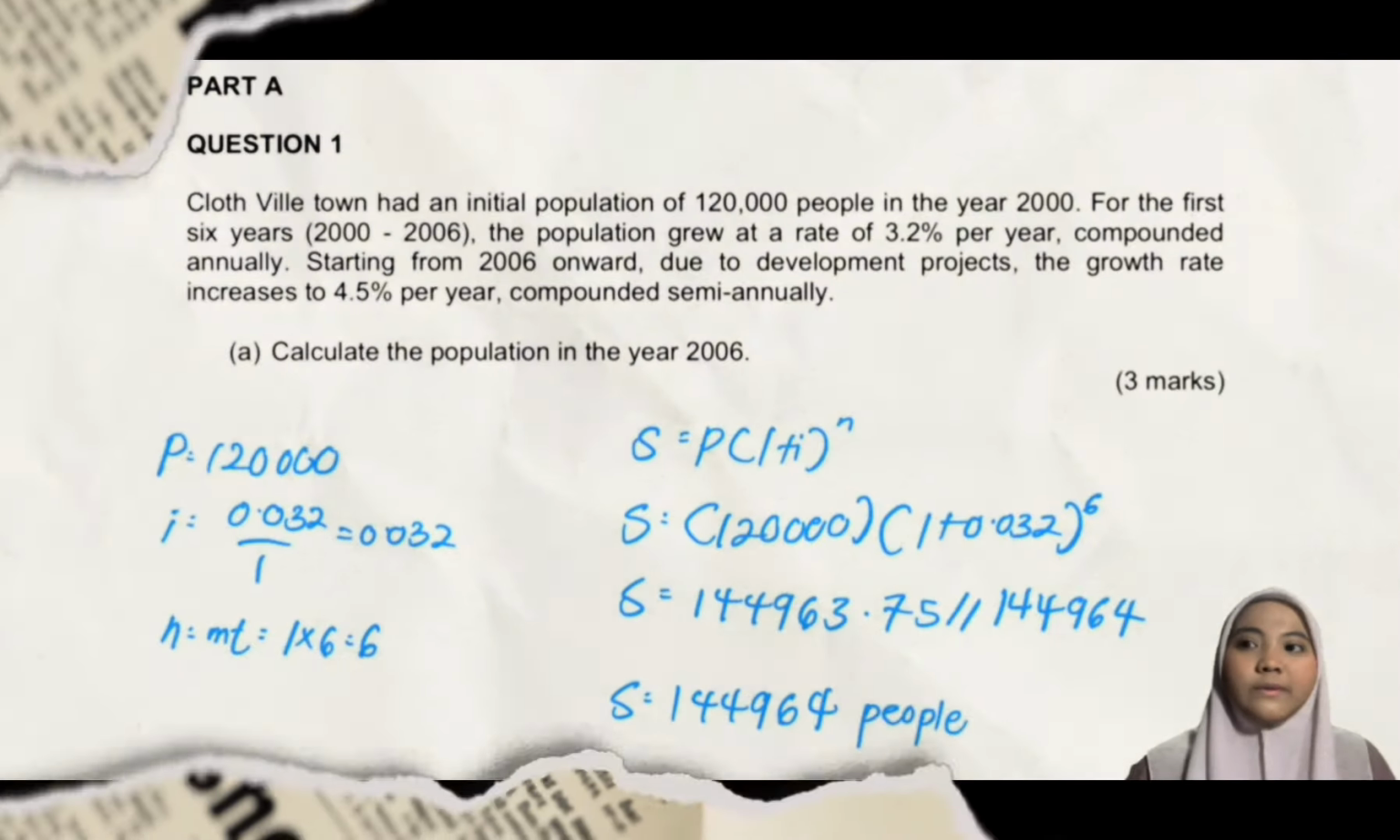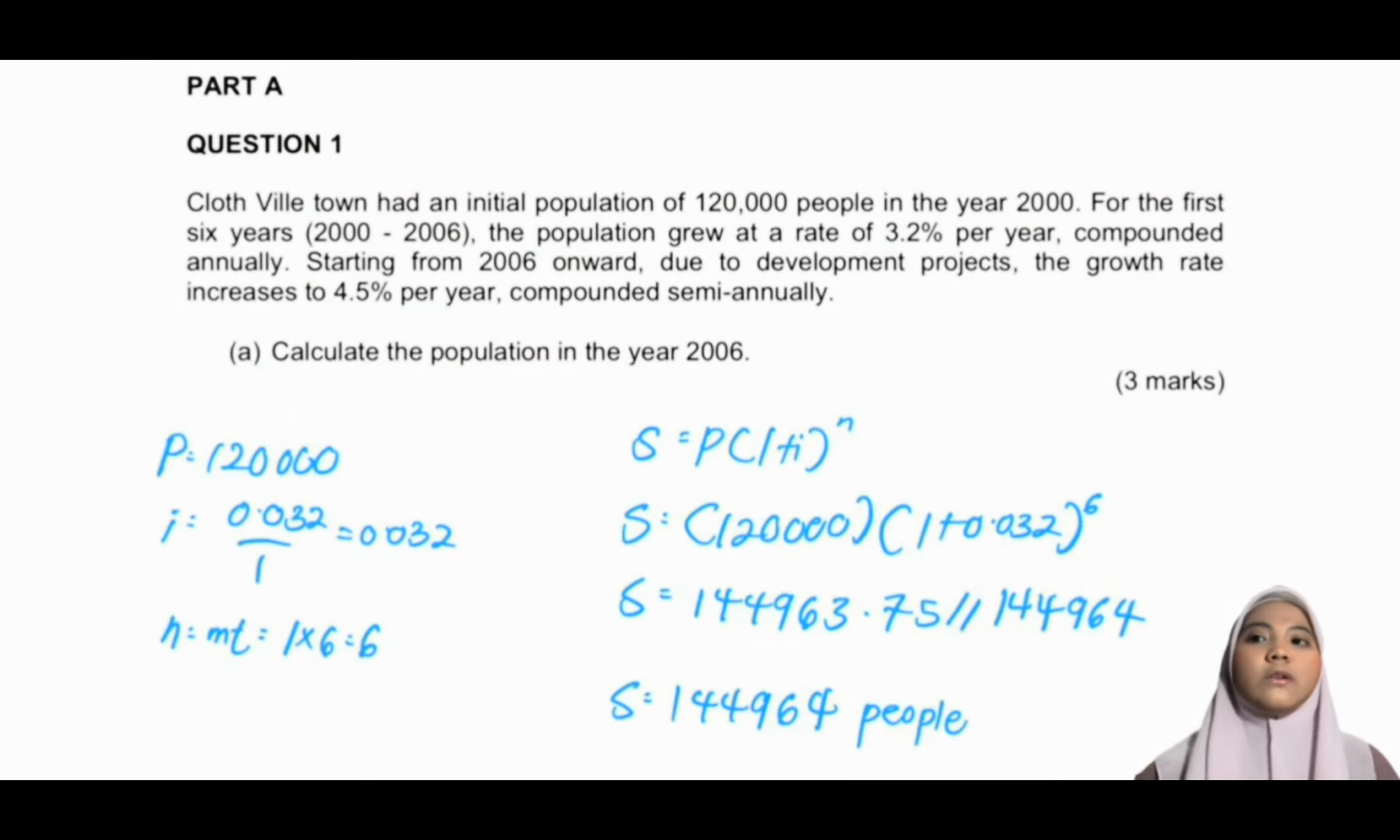For the first question, A, we need to calculate the population in the year 2006. We know that P equals 120,000, I equals 0.032 over 1, and we get 0.0032 by simplifying it. And N equals M multiplied by T, that is 1 multiplied by 6, and we get 6. So first, we need to write down the formula S equals P bracket 1 plus I power of N.